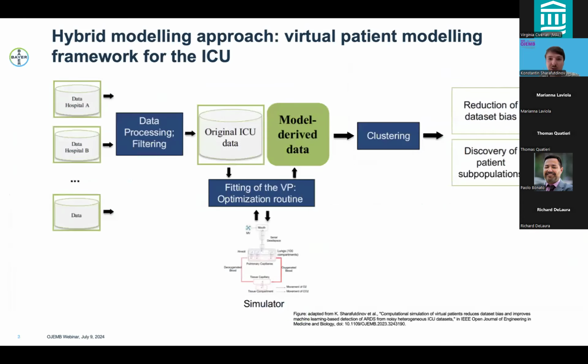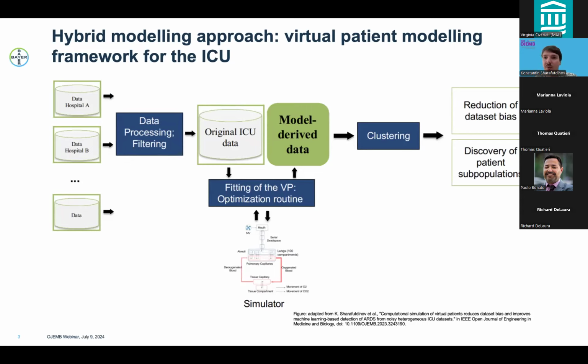If we just look at the pipeline, so how we did it, just shortly: we took different data from different hospitals in Germany, then we fitted the model that was originally developed by our collaborators at the University of Nottingham in the UK. We also tuned it a bit so that this simulator can better describe the dynamic ARDS state, and then we fitted the parameters of this model by fitting the outputs of the model to the real data of real patients.